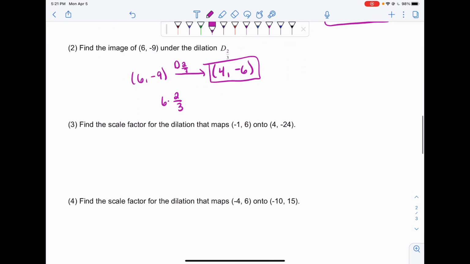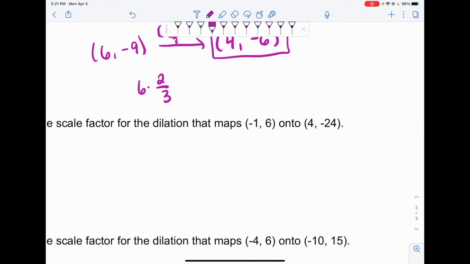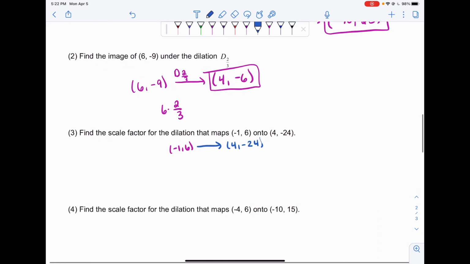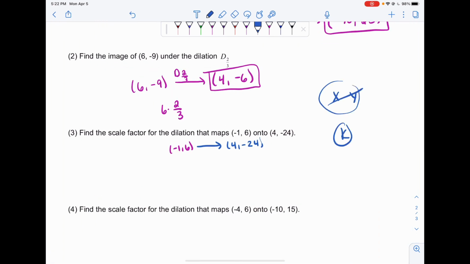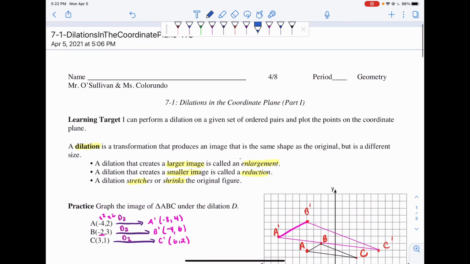Number 3, find the scale factor for the dilation that maps negative 1, 6 onto 4, negative 24. So I'm going to write negative 1, 6. And I ended up with 4, negative 24. So what we need to do is we just need to basically set up an equation. I'm not going to use x or y. I'm going to actually use k, because k is dilation language. It's a scale factor.